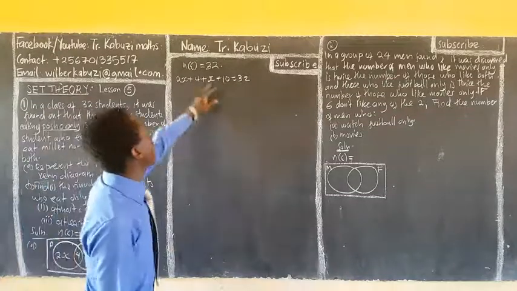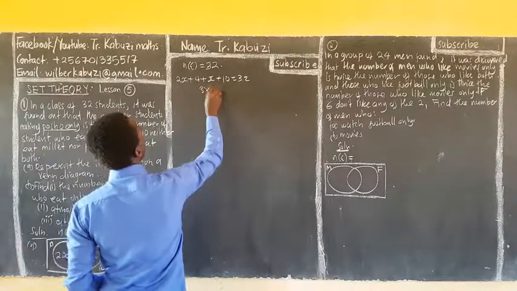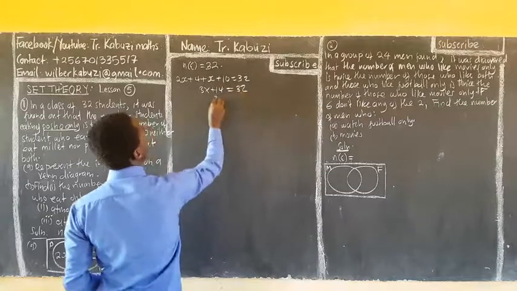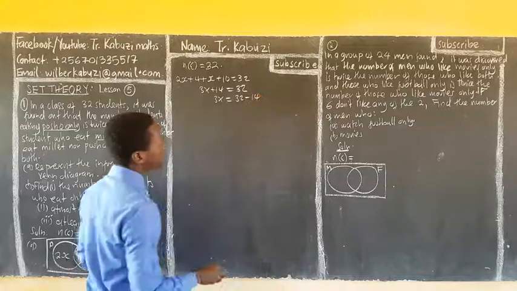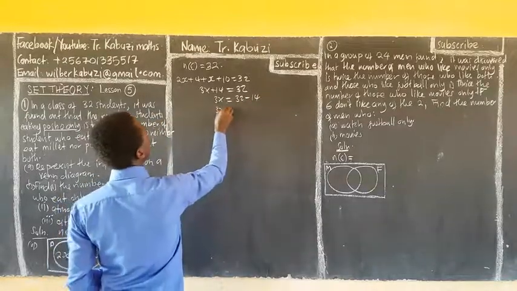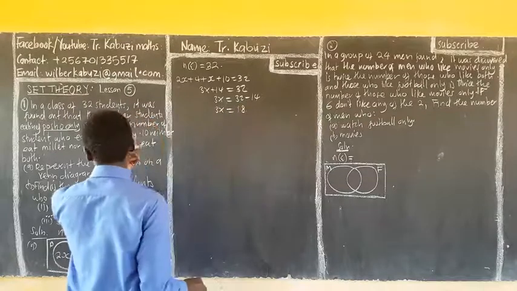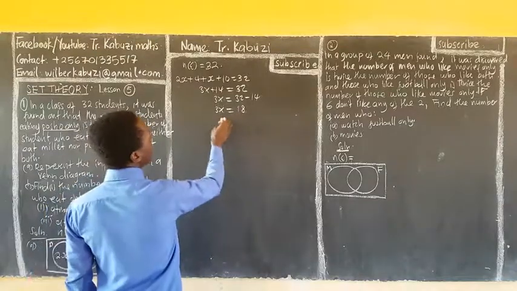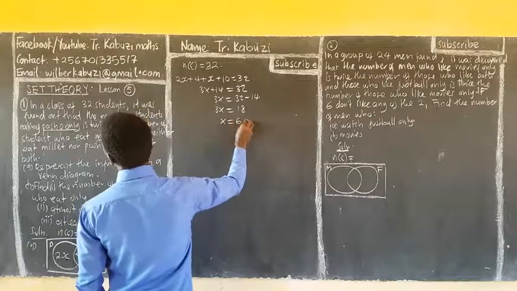So when we add, here we shall be getting 3x plus 14 equaling 32. When I take this side, it will be 32 minus 14, which gives me 3x equals 18. To get x now, I divide through by 3. So my x will be 6 students.